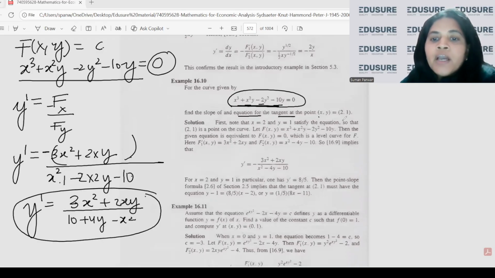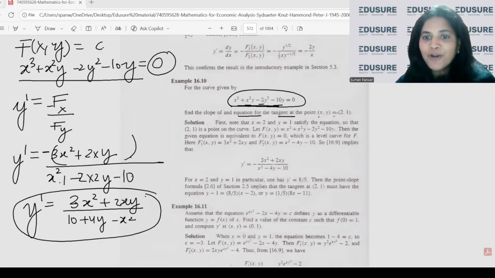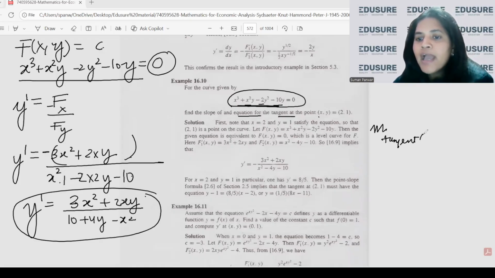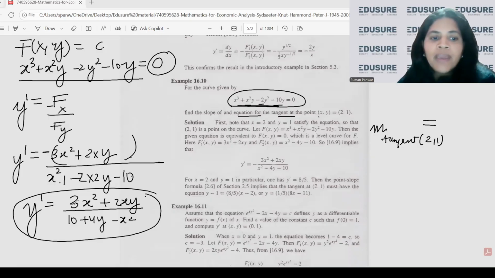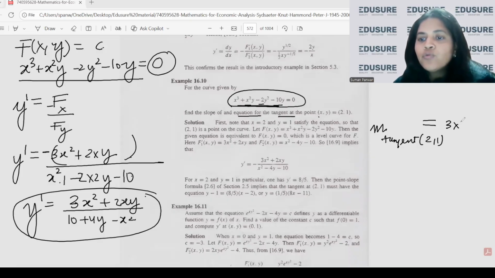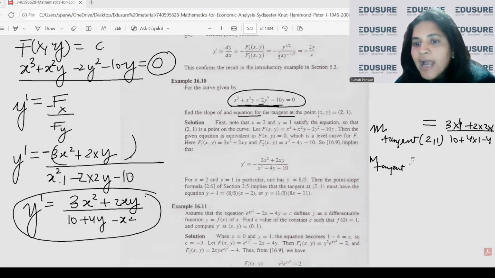This is the derivative. Now they are saying find the equation of the tangent at the point 2 comma 1. So that means we need slope of tangent. So we need slope of tangent at 2 comma 1. So यहाँ पे x को 2 रखिए, y को 1 रखिए. So 3 into 4, 2 into 2 into 1 divided by 10 plus 4 into 1 minus 4. So slope of tangent at 2 comma 1 will be 12 plus 4 divided by 10. So which is 16 by 10, which is 8 by 5.